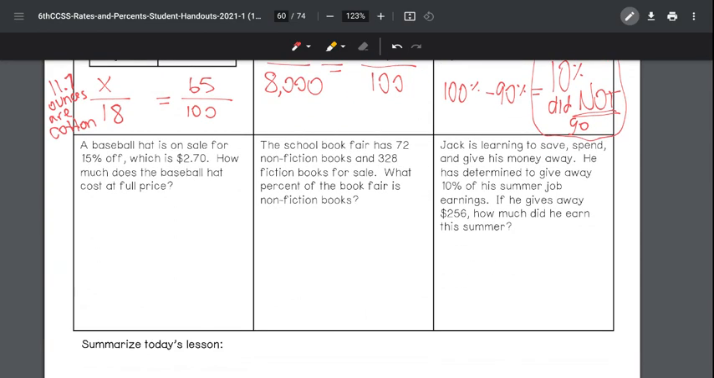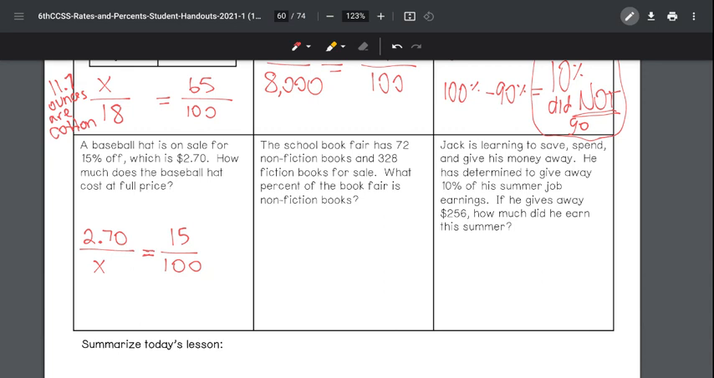A baseball hat is on sale for 15% off, which is $2.70. How much does the baseball hat cost at full price? I know we're getting 15% off out of 100% of the price. And 15% off means we get $2.70 off the hat. I want to know, how much did that hat cost before the sale?